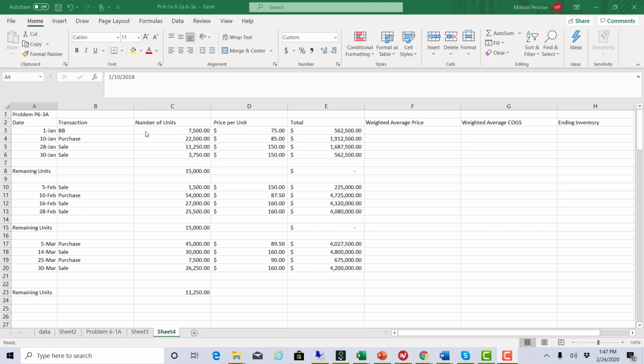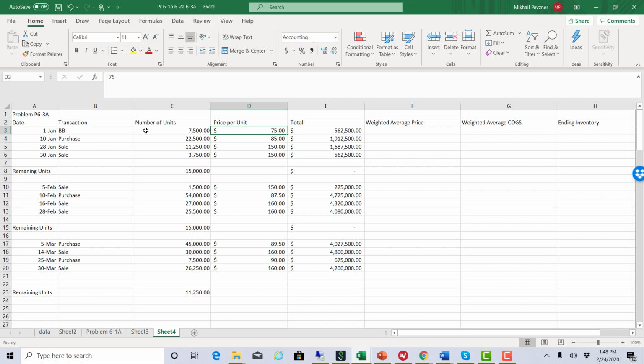That illustrates how to apply the weighted average method to the calculation of cost of goods sold. For a perpetual system, it's called the moving average because the average is constantly updated with every purchase.